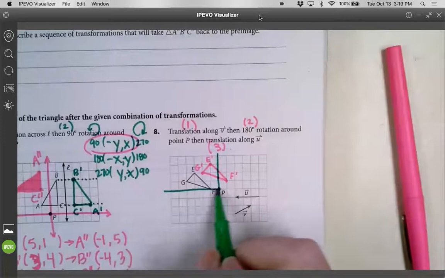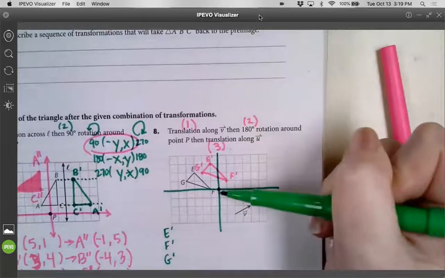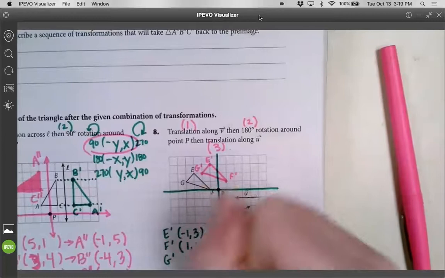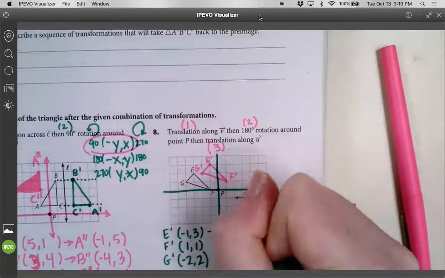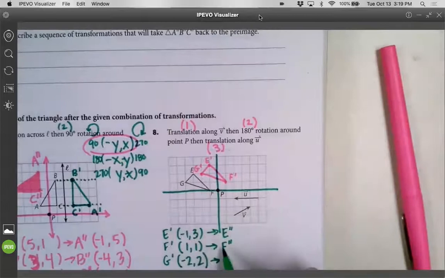And we need to figure out our coordinates for E prime, F prime, and G prime based on a 0, 0 that's right here. So E prime is at negative 1, 3. F prime is at positive 1, positive 1. And G prime is at negative 2, positive 2. Since we are now moving the second time, E prime is going to turn into E double prime. F prime is going to turn into F double prime, and G prime is going to turn into G double prime, because this is again the second transformation that we have done to points E, F, and G.